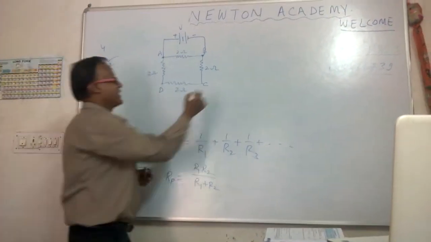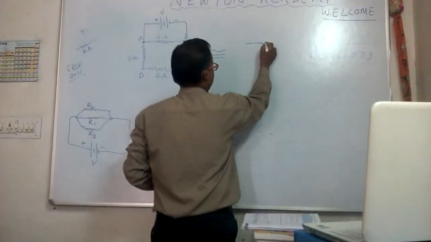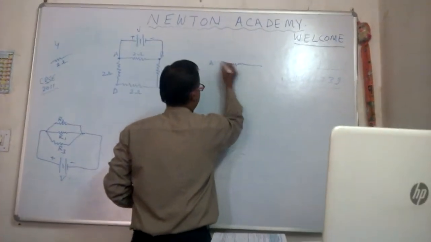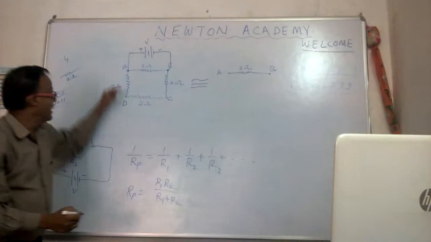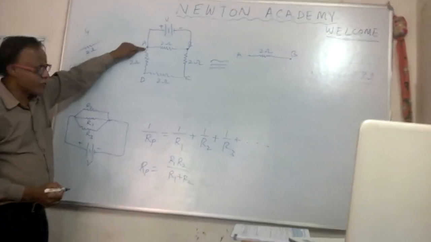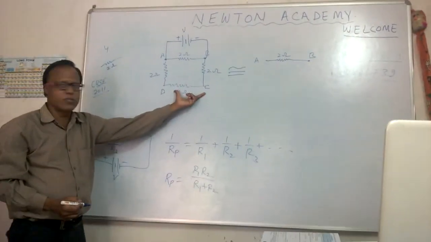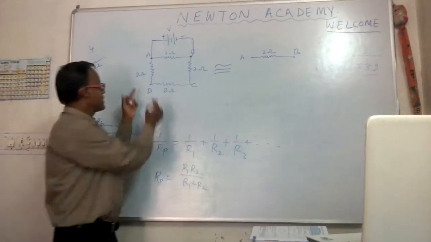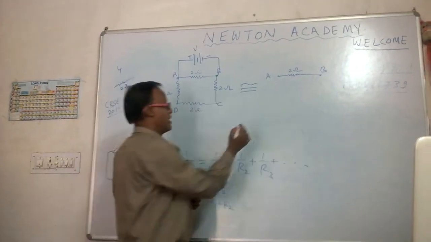We can draw an equivalent diagram. We can say like that. This is the resistor. This point is A. This point is B. It is 2. And this is one point. Another point of resistor AB is connected to the first point of DC. So we can say this AD, DC and CB are in series like that.